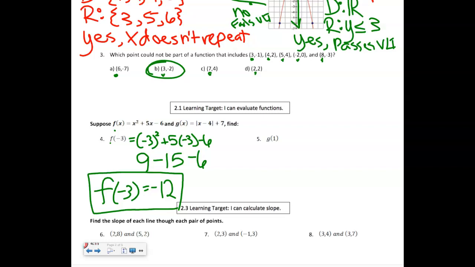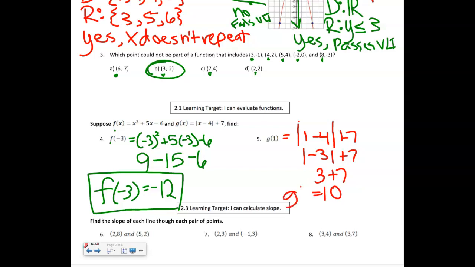Okay. This one says I'm going to take my g function, I'm going to plug in 1 in for my x. Okay. Inside the absolute, we're going to have -3, and the absolute of -3 is 3. And 3 plus 7 is 10. And reminder, we have to put this g of 1 in front. Okay, so on your test, you have to read directions, which one they want you to use, plug it in, and make sure you put that first part down in front of your answer.